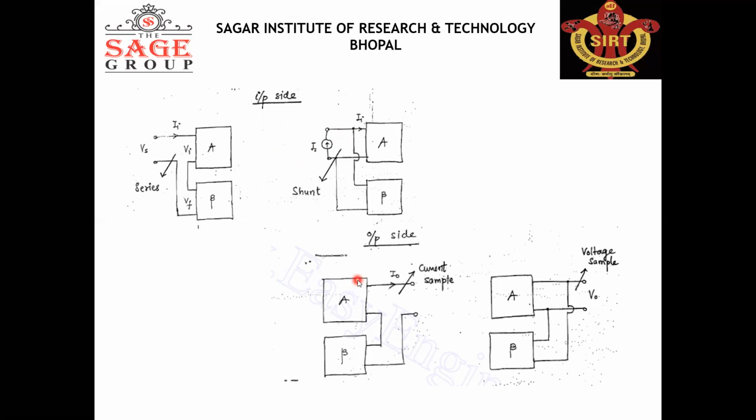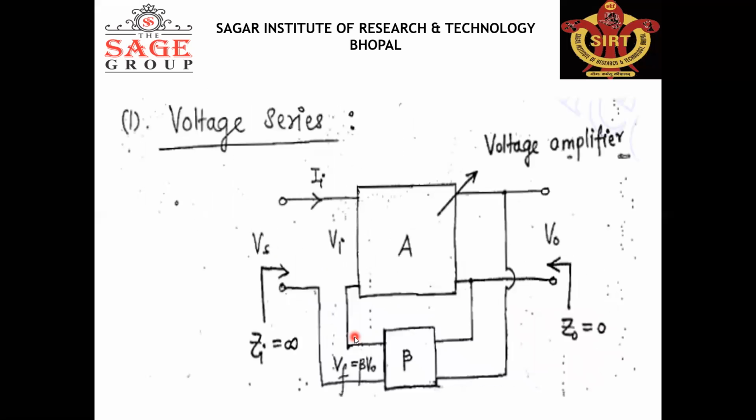And output side sampling is done. So sampling, the first word shows voltage or current. If the sampling is done of the voltage, then we have to connect the parallel connection. Amplifier and feedback network should be connected in parallel when the sampling is done in the form of voltage. When the sampling is done in the form of current, then amplifier and feedback network should be connected in series, right? So this is the diagram of voltage series.